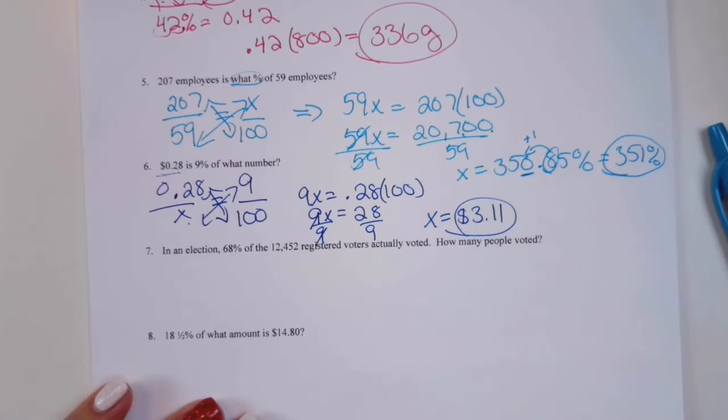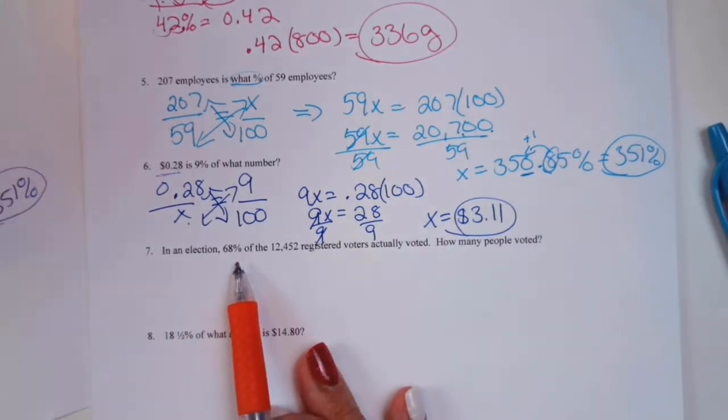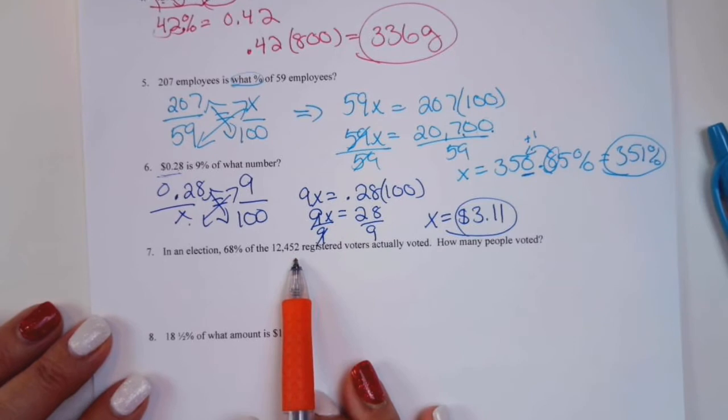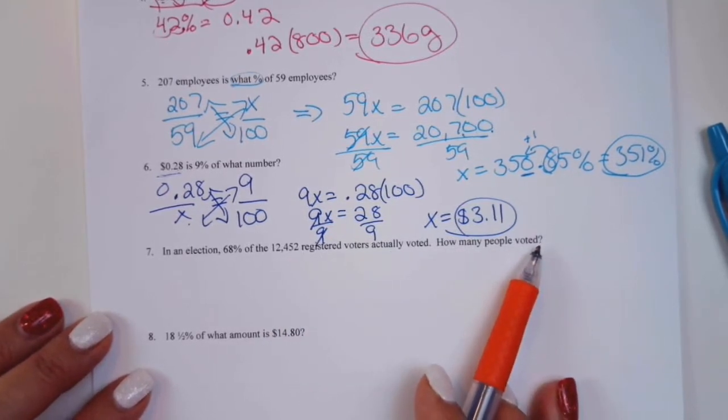Okay, number 7. In an election, 68% of the 12,452 registered voters actually voted. How many people voted?